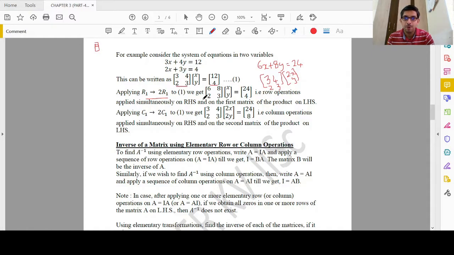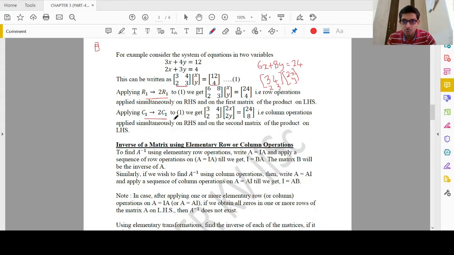It has to be the first matrix of the product, and simultaneously that should be applied to the matrix on the right hand side, which will be a single matrix. And in the same way, if we apply the column operation, that is C1 changes to 2C1, then it should be applied to the second matrix of the product, not on the first matrix of the product. So column operations here, C1 changes to 2C1, are to be applied simultaneously to the second matrix of the product and on the right hand side matrix.